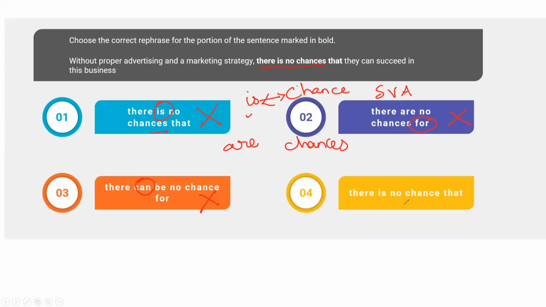And finally, there is no chance that. Now "is" and "chance", subject-verb agreement is satisfied, and that is the right conjunction. So obviously the right option is going to be option number 4, right?